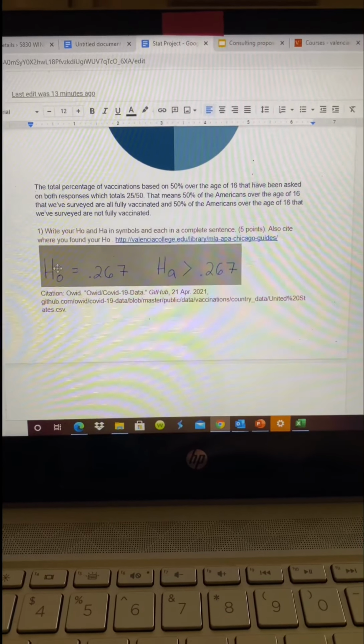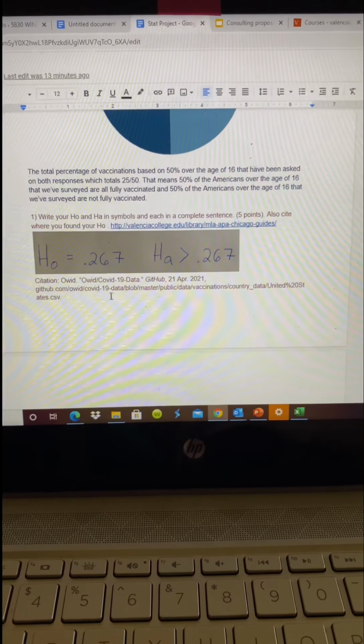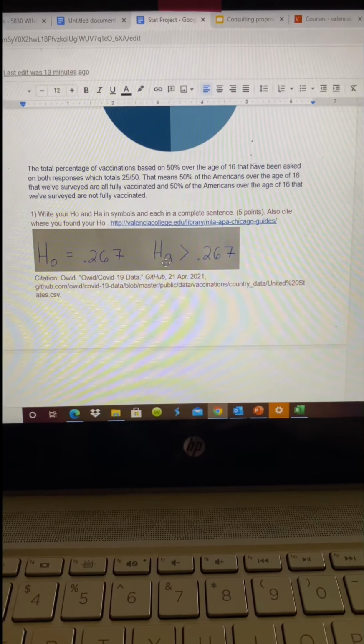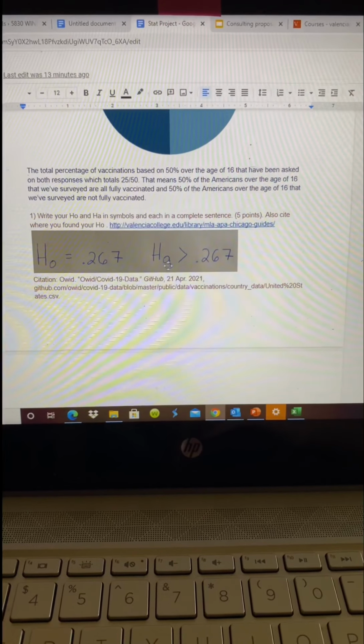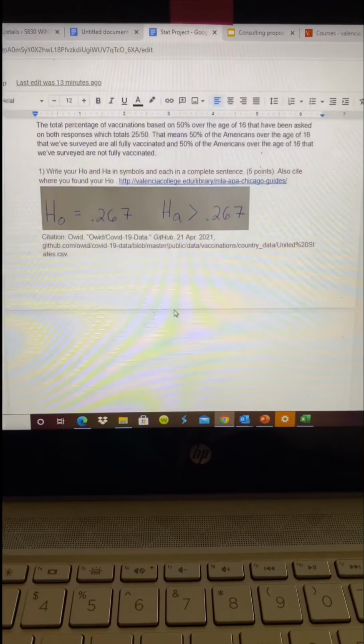Here's our HO and our HA. HO, 26.7% or 0.267, and we wanted to see if it was more than 0.267, which it was. Here's the citation.